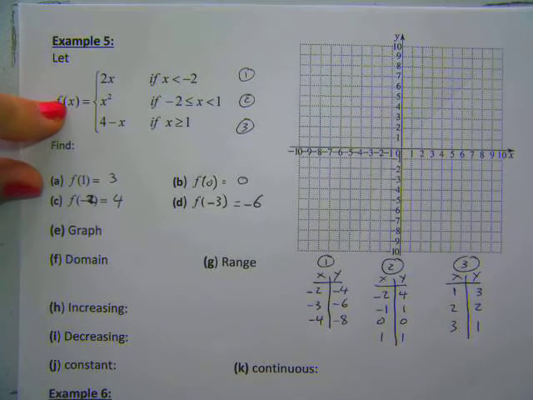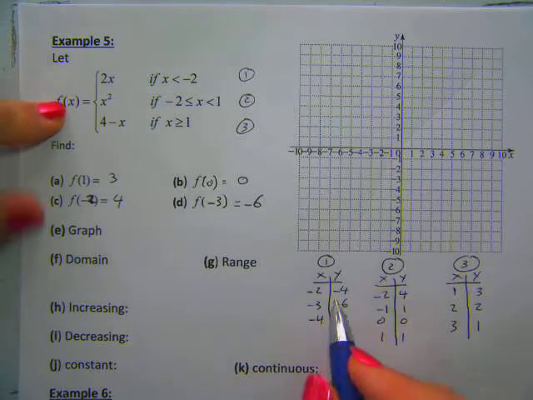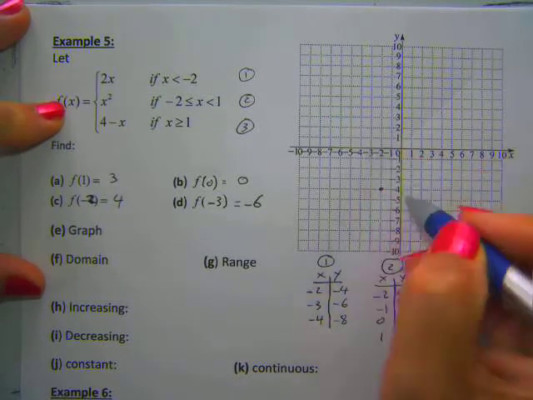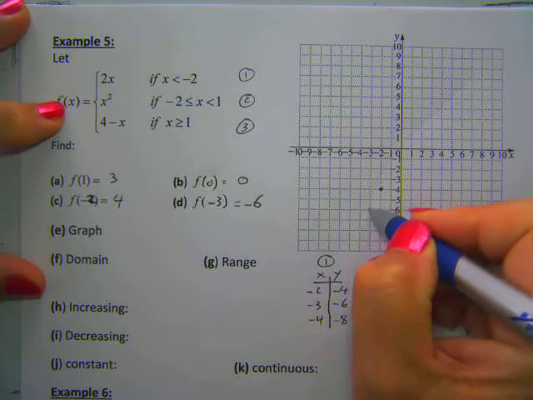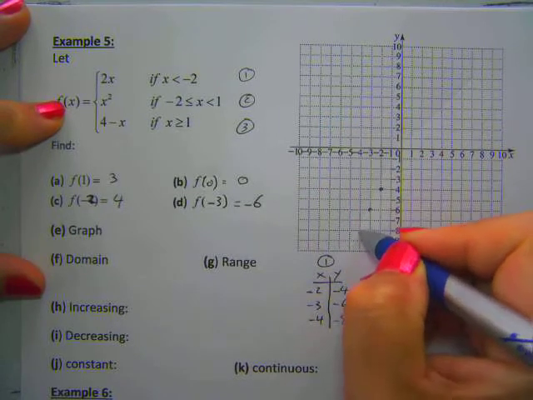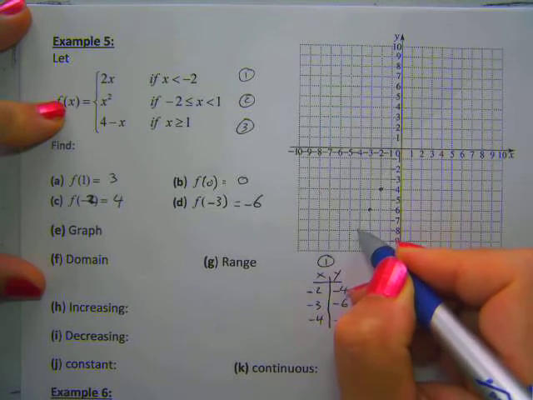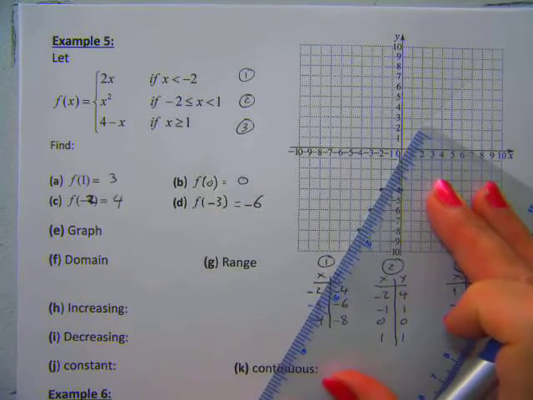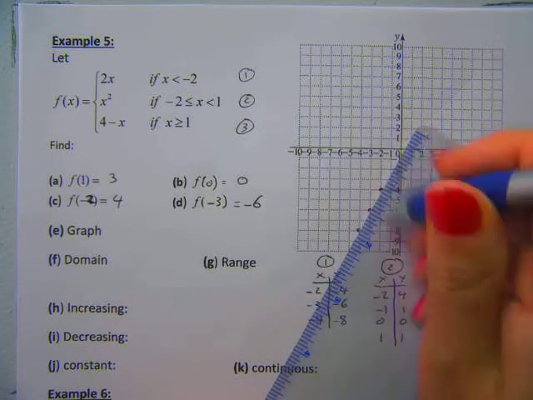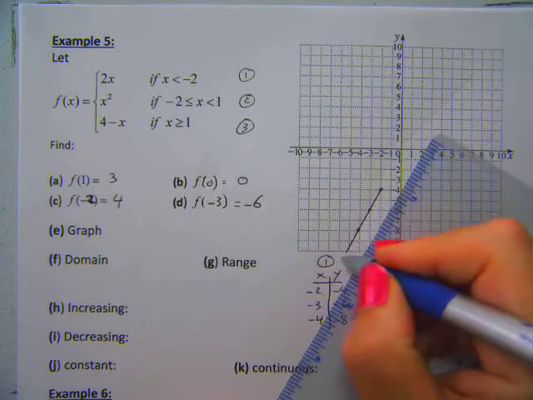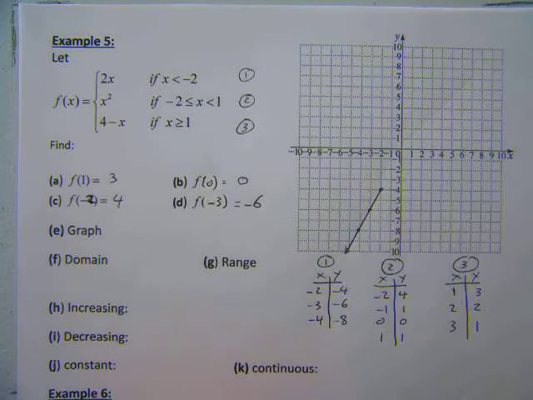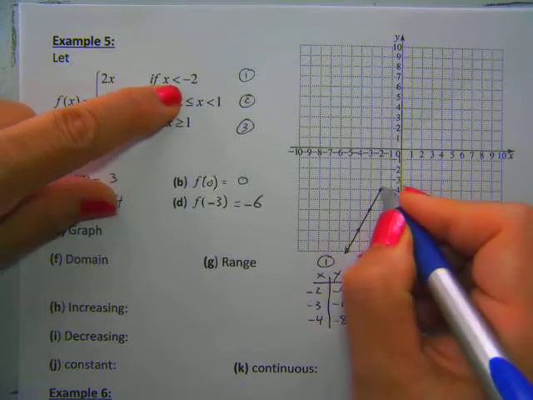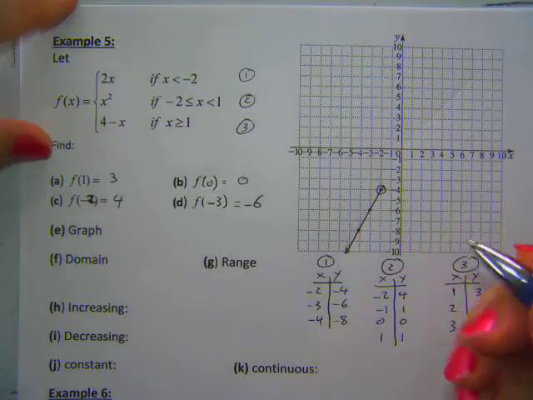Let's graph. So the first one is negative 2, negative 4, negative 3, negative 6, negative 4, and negative 8. And the line is going down because it's less than negative 2. Is the negative 2 included? No, so don't forget to make it a hole.